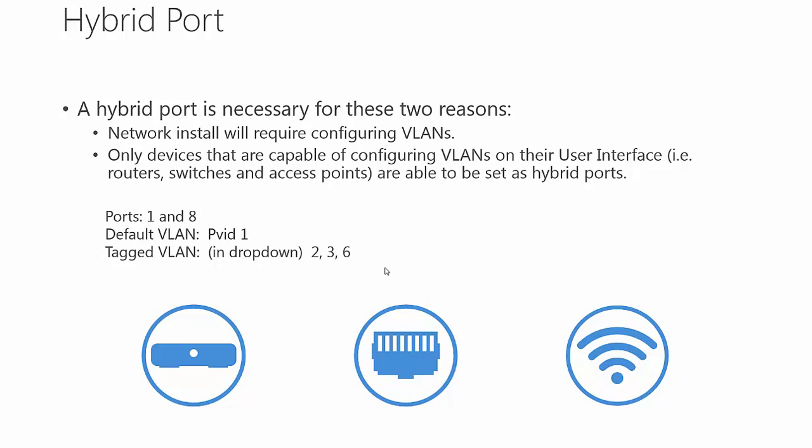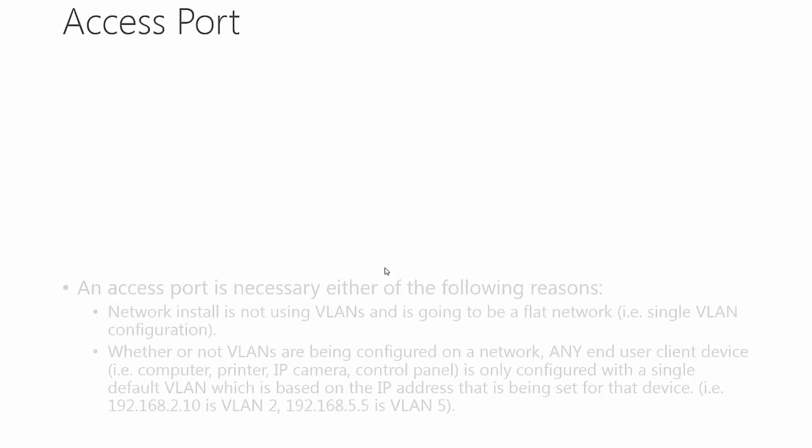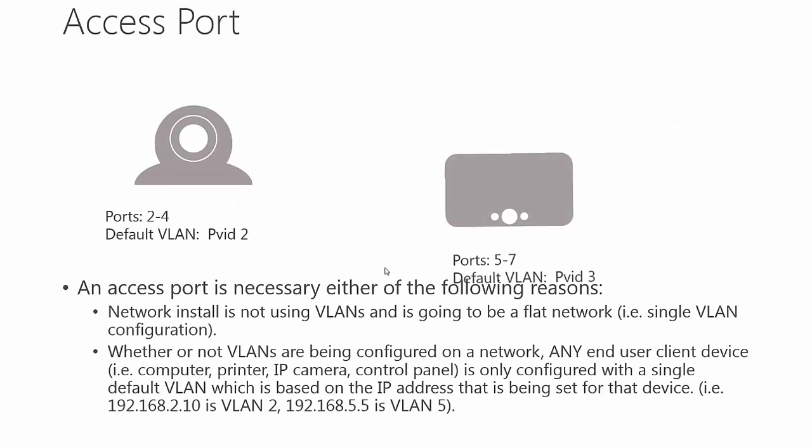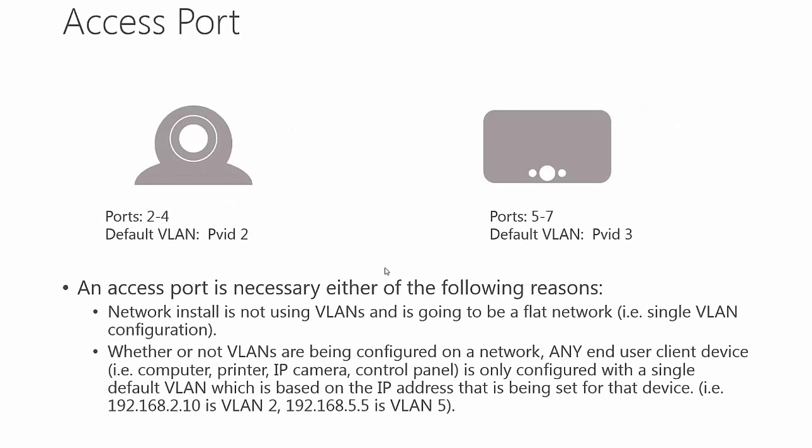All the other end-user devices, such as printers, computers, control systems, home automation, they're going to be configured as access ports. The reason is because these devices are not capable of configuring VLANs on their user interfaces. Therefore, they do not need to have any VLANs tagged, but only to be configured for the VLAN which the device will be set. This VLAN is called their default VLAN.